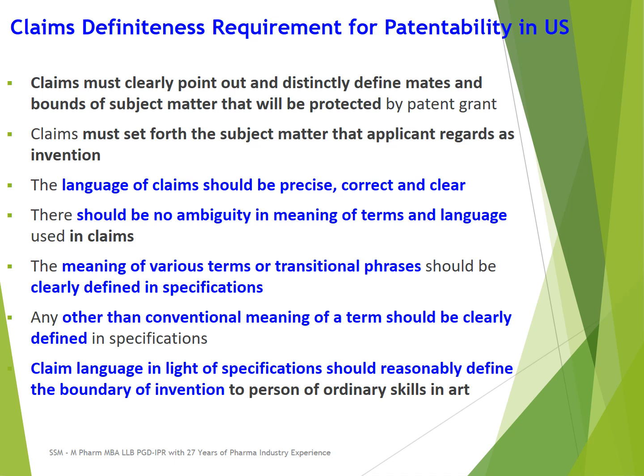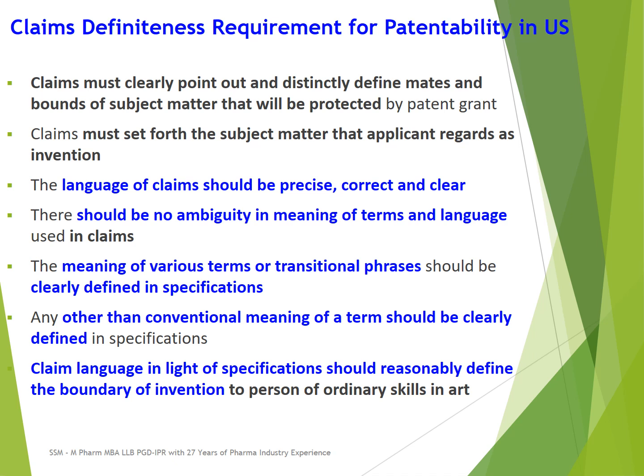The meaning of various terms or transitional phases used in the claim should be clearly defined in the specification. The meaning of various terms which are used in claims, you need not define in the claim section itself, but you have to explain the meaning of these terms in the specification or description section. So whatever you are mentioning in the claim section has to be described in the specification section also. And in the specification section, you have to explain these claims in detail, including the meaning of all the terms used in the claim section.